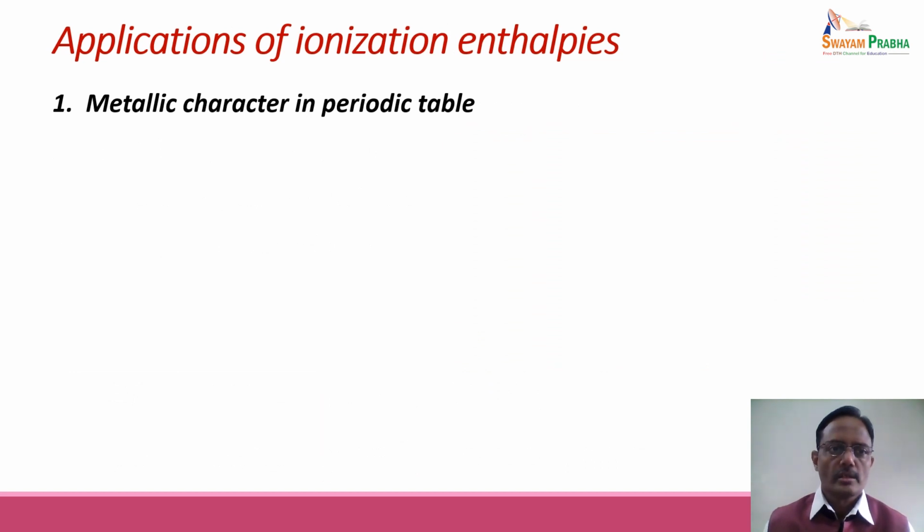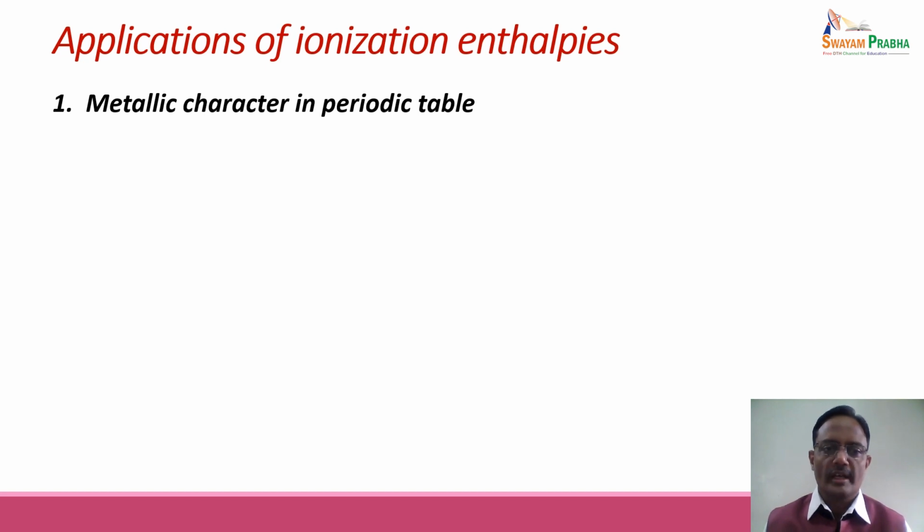Now let us discuss some applications of ionization enthalpy. The first application is predicting the metallic character in the periodic table. Now we know what a metallic character is. It is a tendency to release electrons. The tendency to release electrons leads to a specific character in the elements, which we call metallic character.